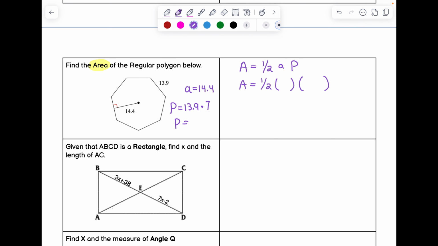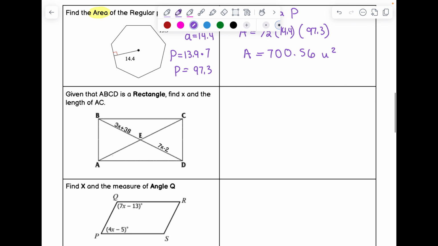$13.9. And we get 97.3. So this is 97.3. This is 14.4. Put everything in our calculator, including 1/2. 1/2, open parentheses, 14.4, close parentheses, and then open parentheses, 97.3. And we get that the area is 700.56 square units.